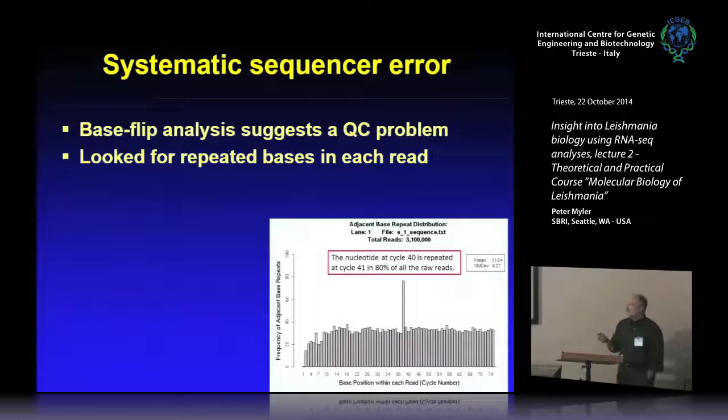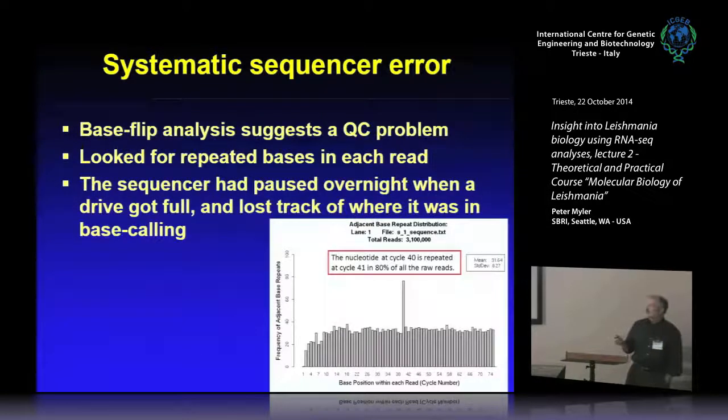When we repeated the analysis, someone had a bright idea: let's see what's the frequency of having the same base in 2 positions in a row, because you would expect that at random to only happen 25% of the time. And in fact, that was correct most of the time. But on this cycle here, you can see that 80% of the reads had the same base as the base before. And so that was where we figured out that the sequencer had paused overnight because the disk drive had gotten full. It had generated too much data.